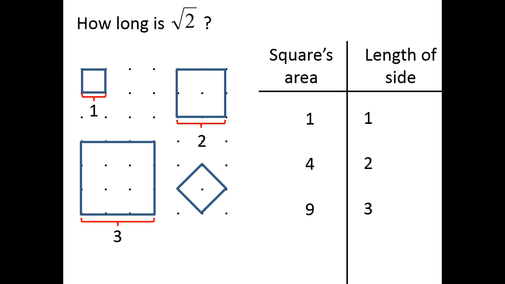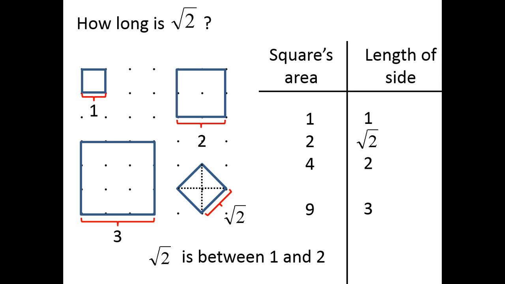Well, take a look at that square. The area of the square is 2 square units. And you can probably see that a little more clearly if you think about dividing the inside of the square up into these little triangles. If you put the triangles together, you have 2 square units. So that means that the length of the side of the square that has an area of 2 square units would have to be the square root of 2. So that distance right there would be the square root of 2 units.